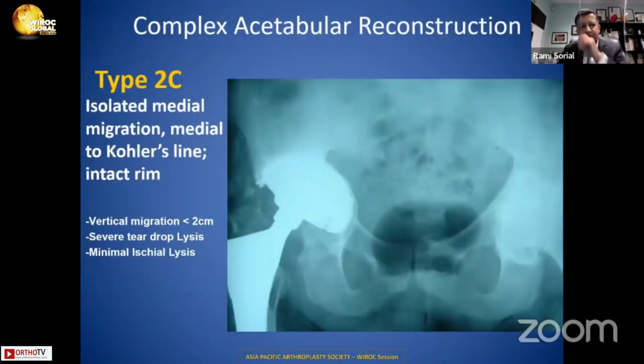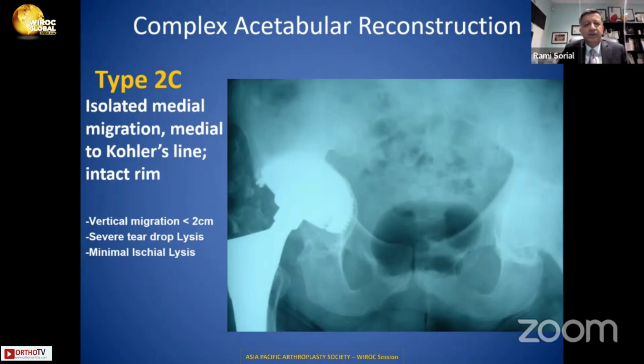Let's start with type 2C, isolated medial migration. In these screw-in cups, over a number of years this can lead to significant defects, particularly of the anterior column. Because they're slow in migration, often there's a shell of bone, and that can be a rescue because you can impact graft into that area and get a good rim fit.